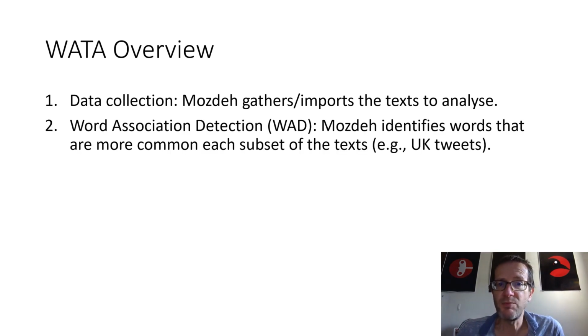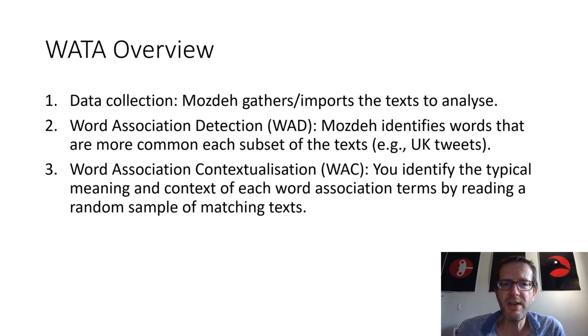And the next stage is word association detection, WAD. So Mojday will identify words that are more common in each subset of the text. So for example, if you've got tweets from various different sources, then you might tell Mojday, find words that are more common in the UK tweets than in the other countries' tweets. So that's word association detection.